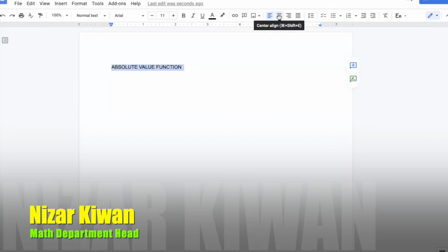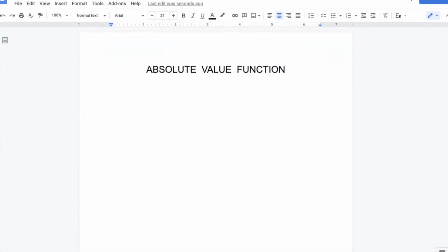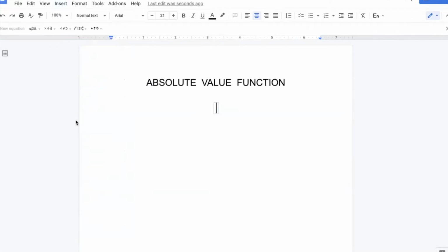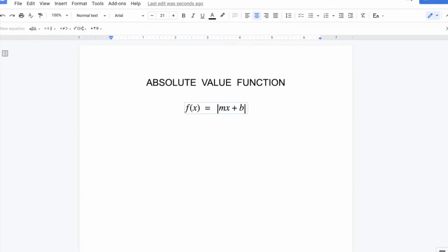Yalla, who remembers absolute value? Me, Mr. What does it do? It makes negative positive, and positive leaves it, right? Yes. So guys, now it will look like that: f(x) equals absolute value of mx plus b. Yani, you will see mx plus b, but inside absolute value. This is the absolute value function.